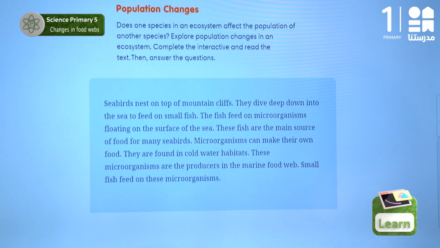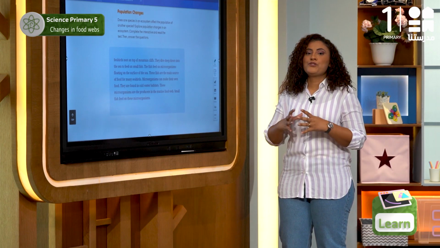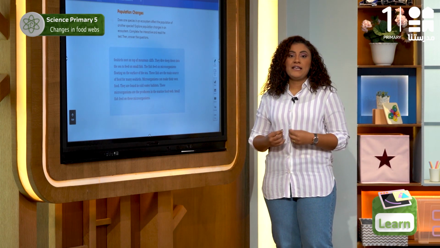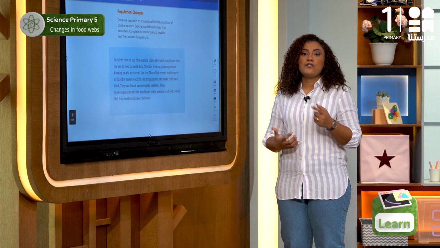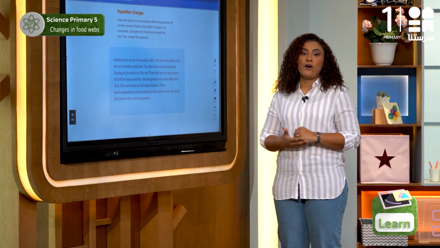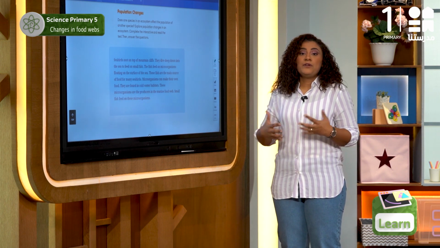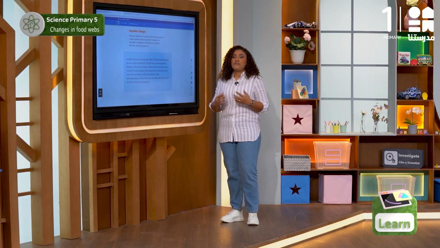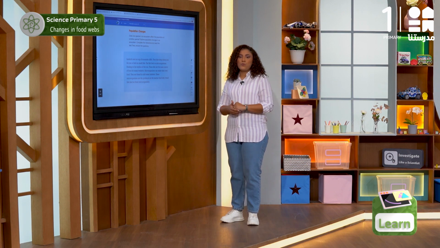And these microorganisms are producers in the food web. Also, these microorganisms need cold water to survive. But we need to ask something. What would happen if the climate changes and the water becomes warm?